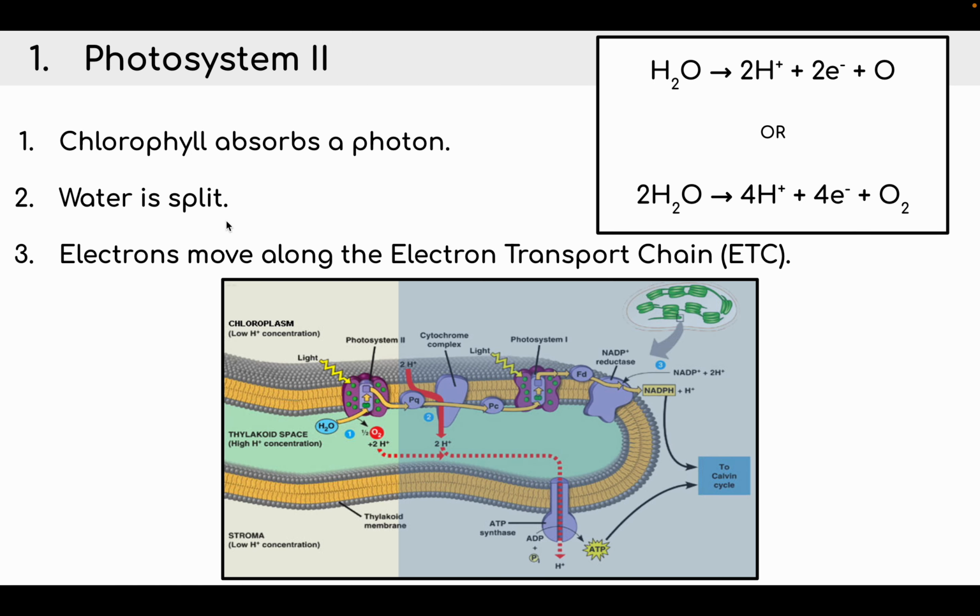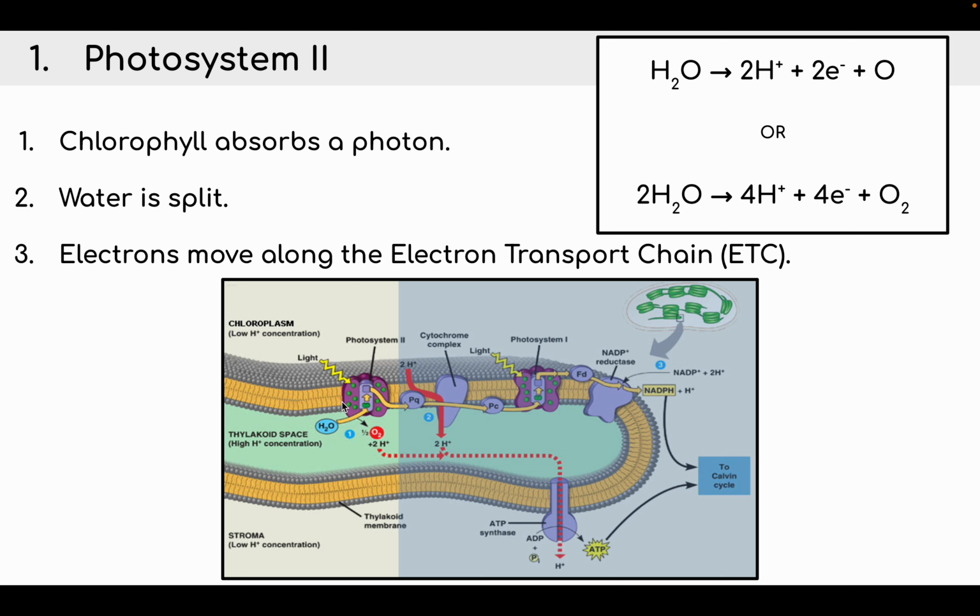So let's talk a little bit about what happens at photosystem 2. So let's talk about these things individually. So at photosystem 2, what's happening is that chlorophyll will absorb a photon of light. And what that does is it causes the electron of that chlorophyll pigment to jump off. The electron gets so much energy that it jumps off of the chlorophyll molecule, and it bounces down into photosystem 2. And photosystem 2 gives that electron pair to the electron transport chain.